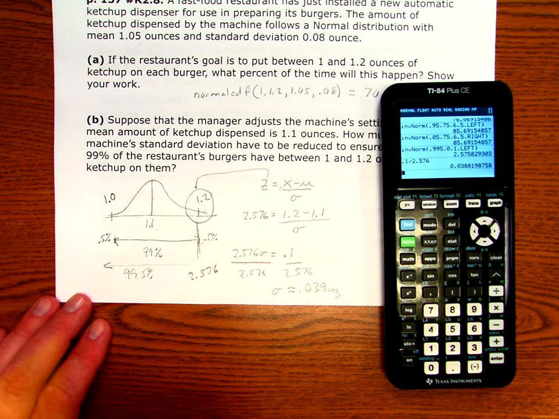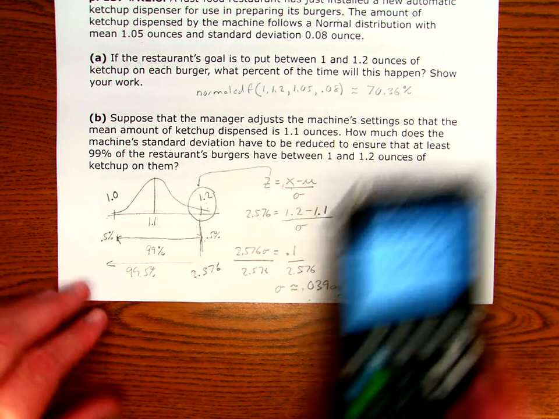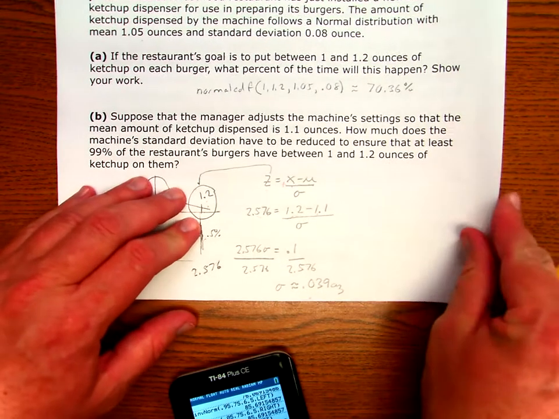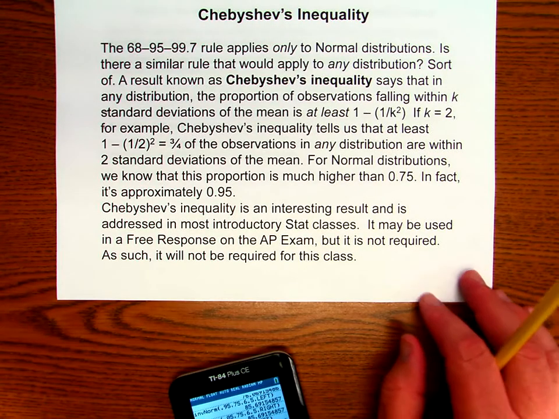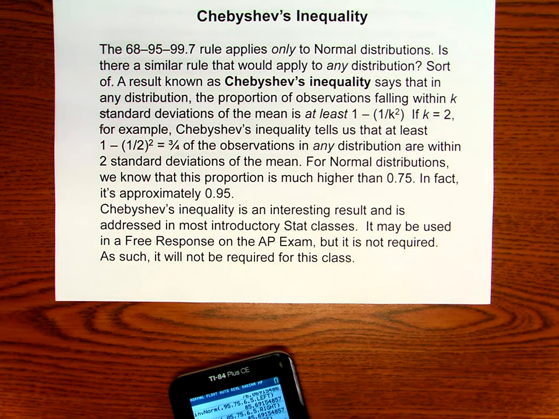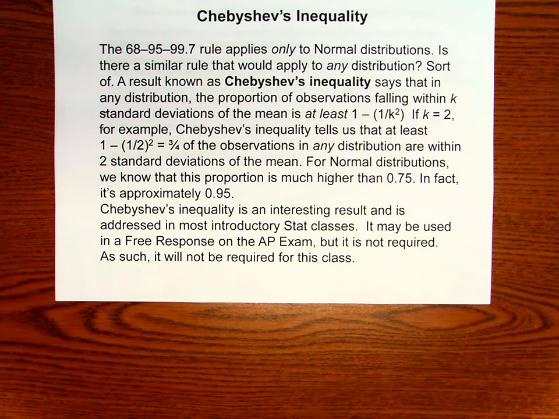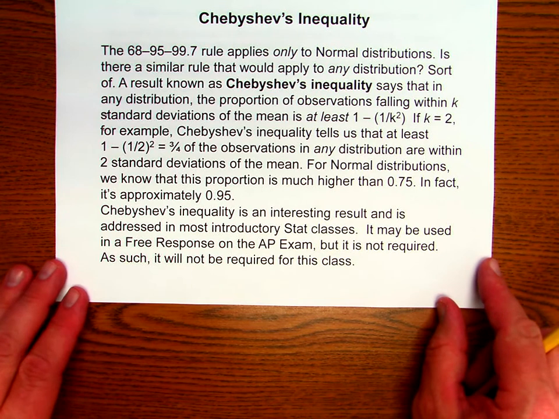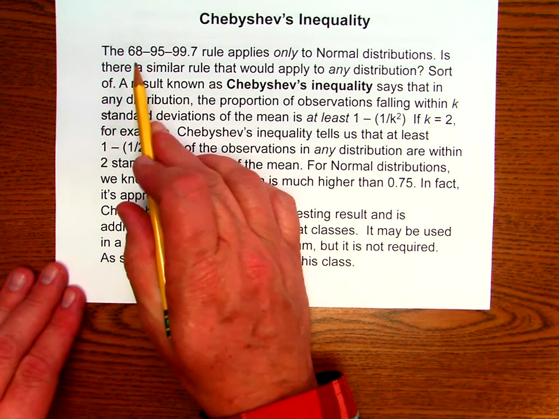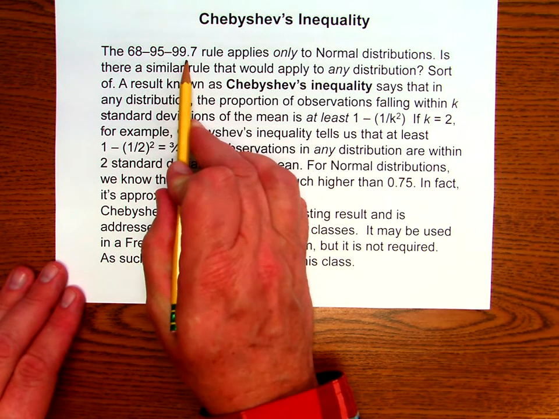All right. Next slide here. Chebyshev's inequality. I'm not sure if I pronounced it right, but no matter how you decide to pronounce it, it's fun to try to say. Okay, the rule of 68, 95, 99.7 applies only to normal distributions. Is there a similar rule that will apply to any distribution?